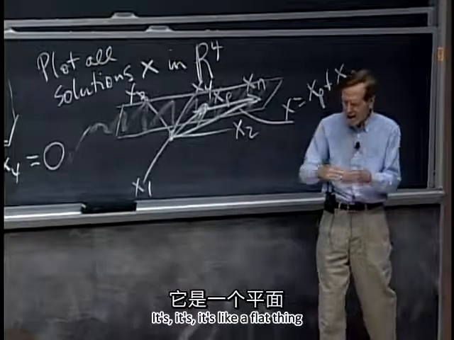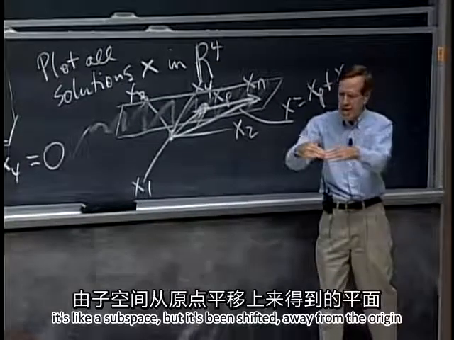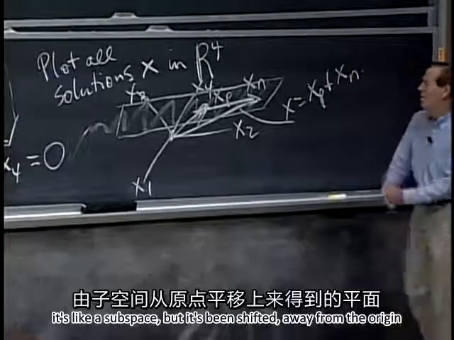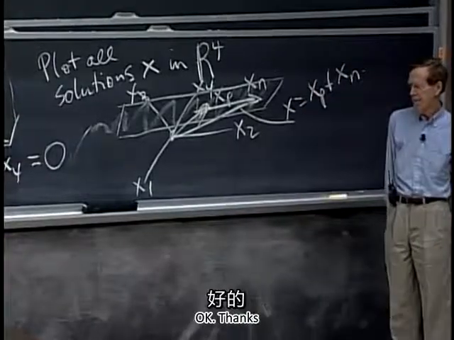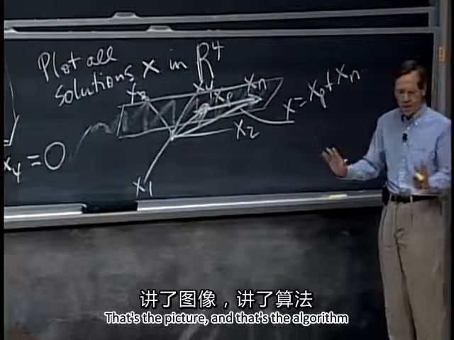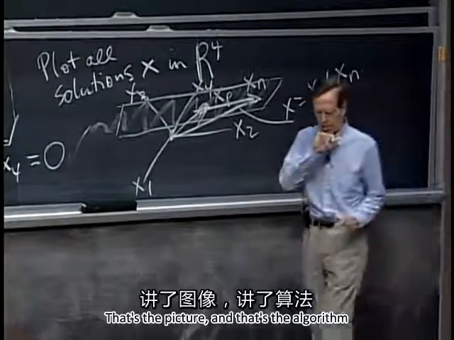It's like a flat thing. It's like a subspace, but it's been shifted away from the origin. It doesn't contain 0. Okay, thanks. That's the picture, and that's the algorithm.